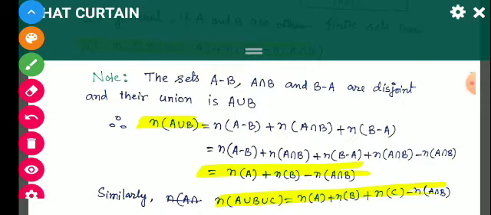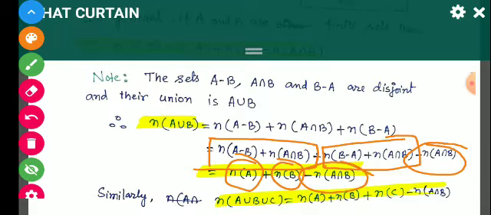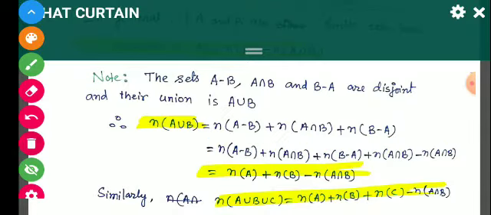So that line is cleared here: A minus B and A intersection B's elements are actually elements of A, and B minus A and A intersection B's elements are actually elements of set B, and this one remains as it is.